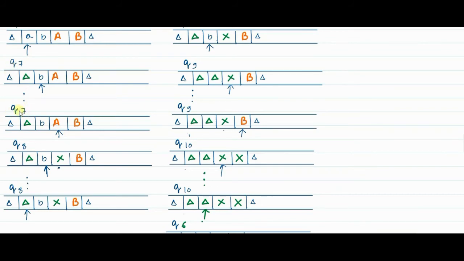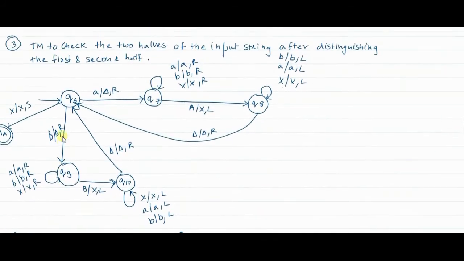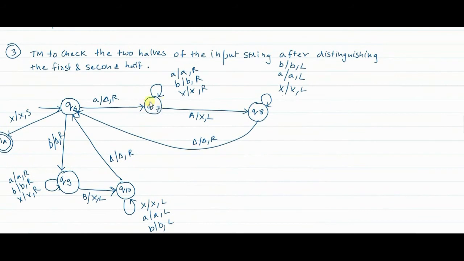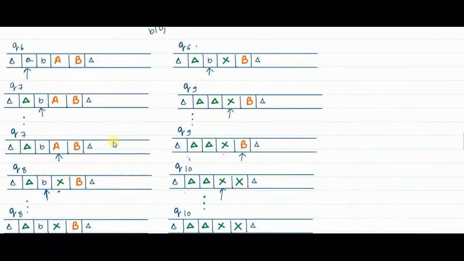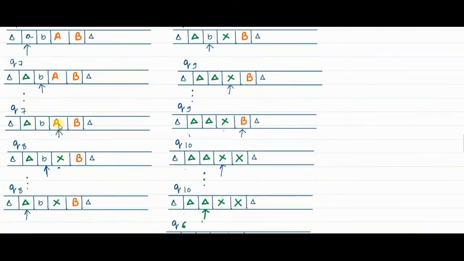You are still in the Q7 state. In Q7, when capital A is encountered, what do we do? You replace capital A with X and the pointer moves one place to the left. I go to Q8.